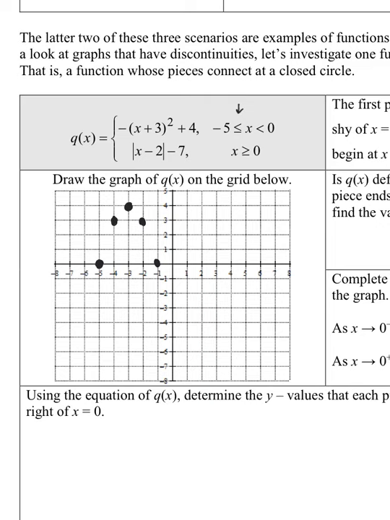And then what happens when x is 0? 3 squared is 9. Negative 9 plus 4 is negative 5. So here we will have a hole. So here's what our quadratic will look like. All right. And then now we have an absolute value function, correct? So I know that I'll have a vertex at 2, negative 7. So what happens when x is 0? Well, 0 minus 2 is negative 2. Absolute value of negative 2 is 2. 2 minus 7 is negative 5.